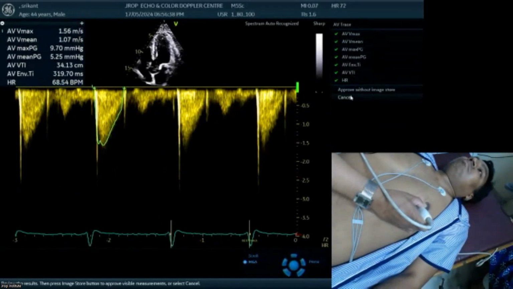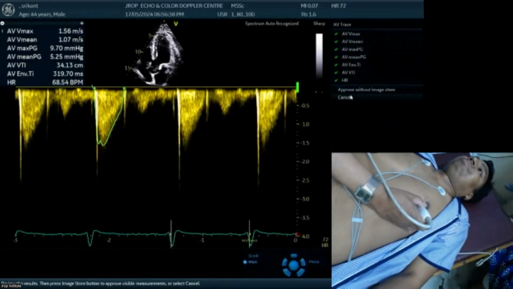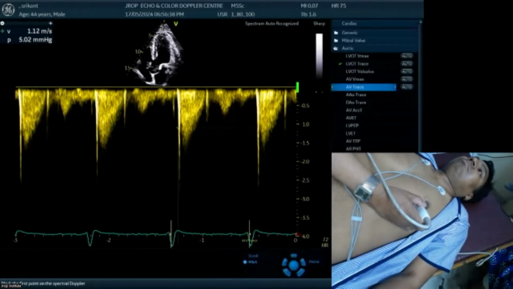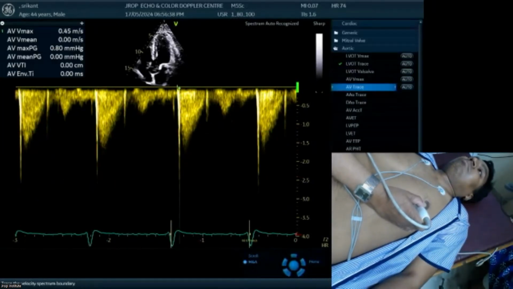It automatically calculates it for what exactly the formula is. So the machine will increase or decrease values. So this is aortic valve VTI. I'm going to trace the aortic valve VTI now over here.